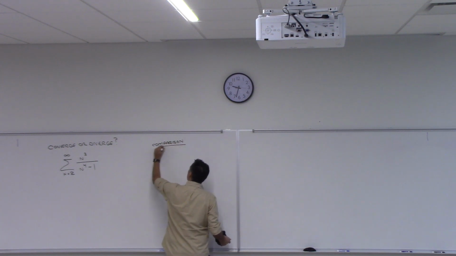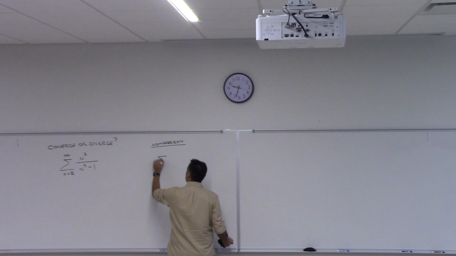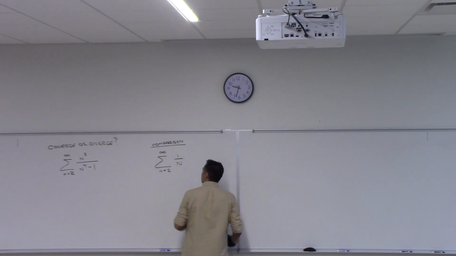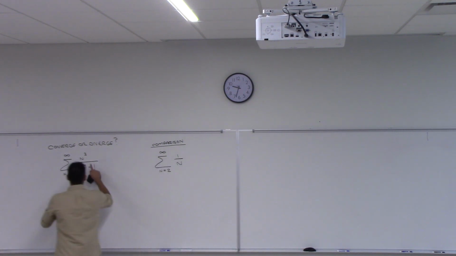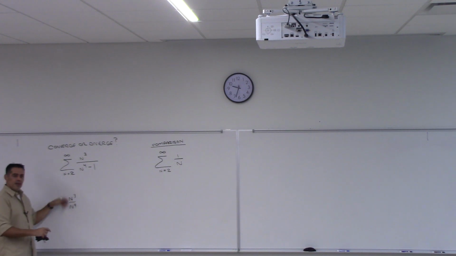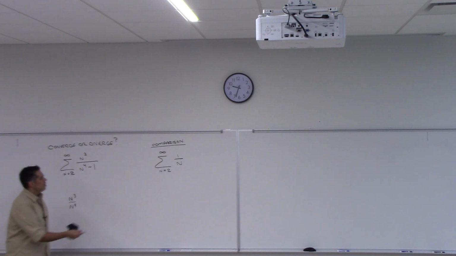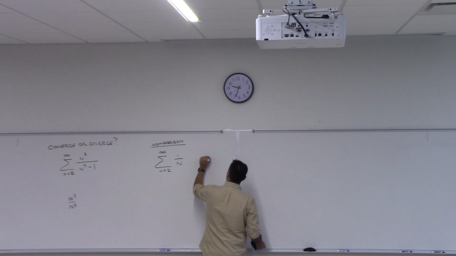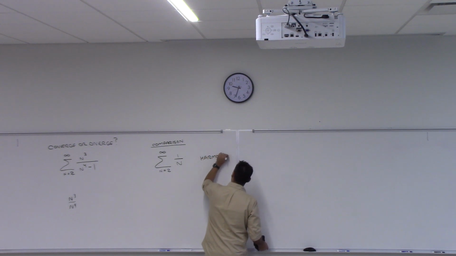Comparison test here, okay? And what I'm going to compare it to is the sum from n equals 2 to infinity of 1 over n, right? Because when I ignore that 1, it's really n cubed over n to the 4th, and then they cancel out. You just get n on the bottom. That's why we're doing 1 over n. Okay, so I'm going to compare it to this. And I know that this is harmonic, or a p-series, p being 1. And I know it diverges.